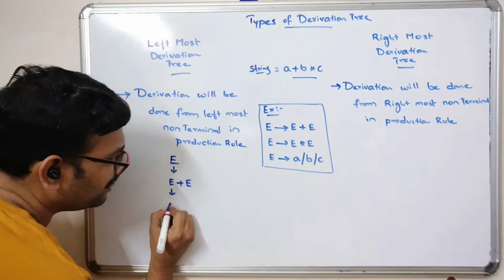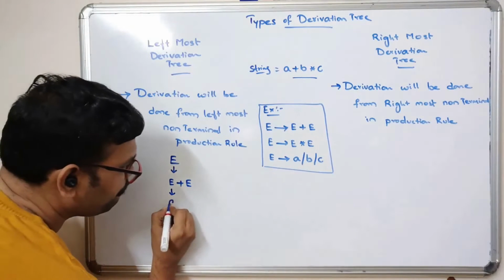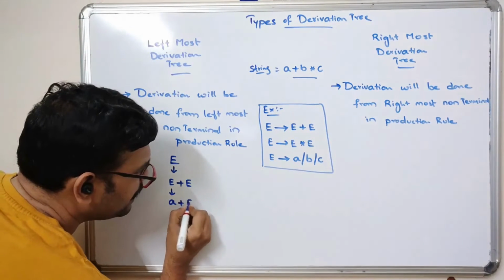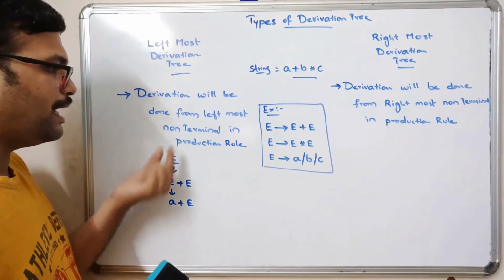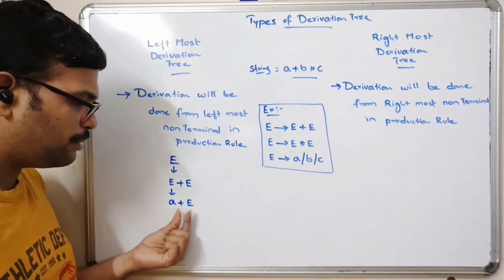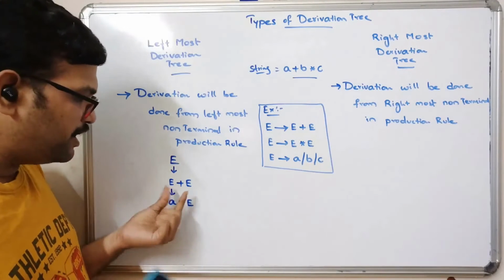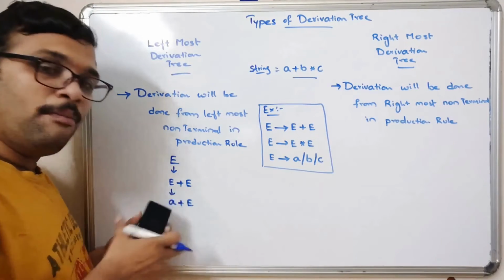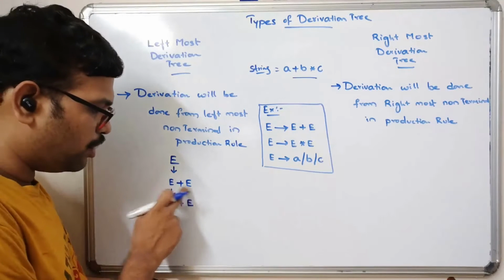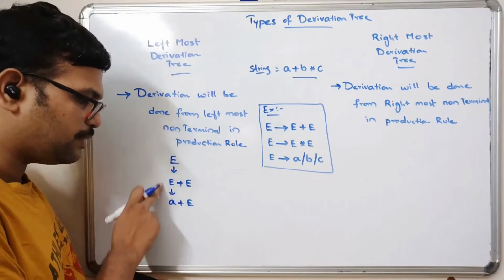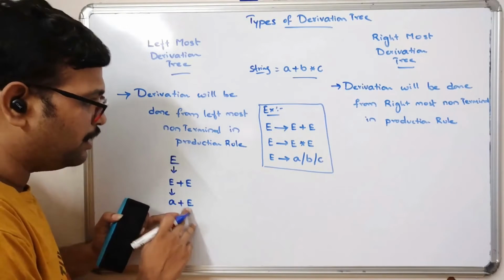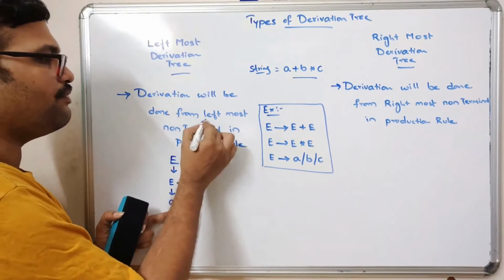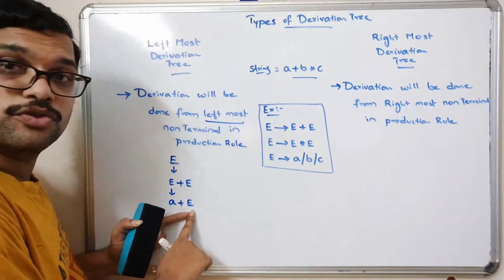So this I will replace with A plus E. Now you can observe the leftmost non-terminal. Previously we had two non-terminals, and among these two, the leftmost non-terminal is this one. So first we need to substitute this one. And after getting the result, again check for the leftmost non-terminal. So this is the leftmost non-terminal.